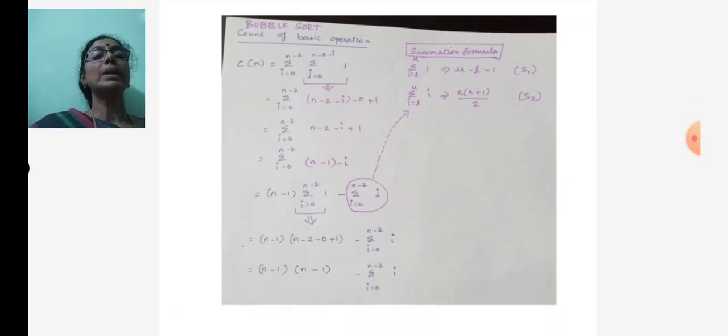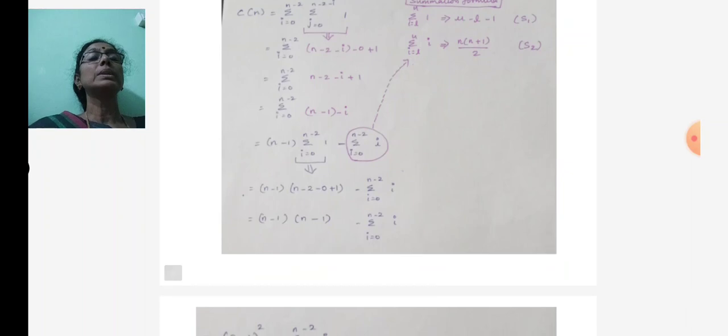So again we expand. Here the summation of i equal to 0 to n minus 2 of i, we are using the second formula. So first take the first term. So this n minus 1 into, when we expand this we will get n minus 2 minus 0 plus 1. So after doing the process, n minus 1 into n minus 1, we get n square minus 2n plus 1. So again it comes to the second summation.